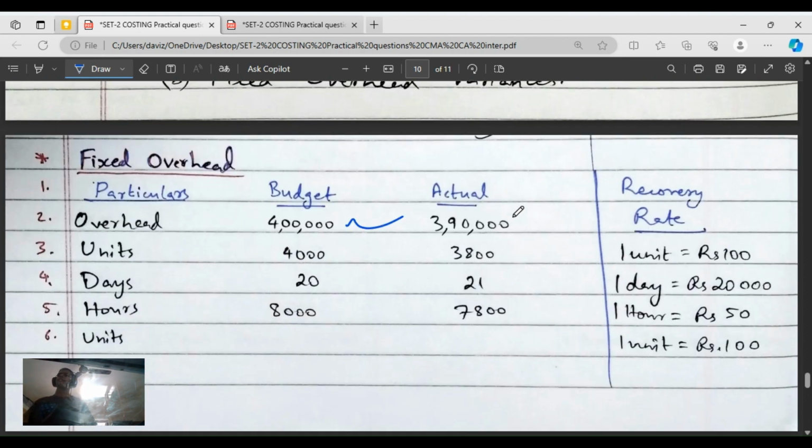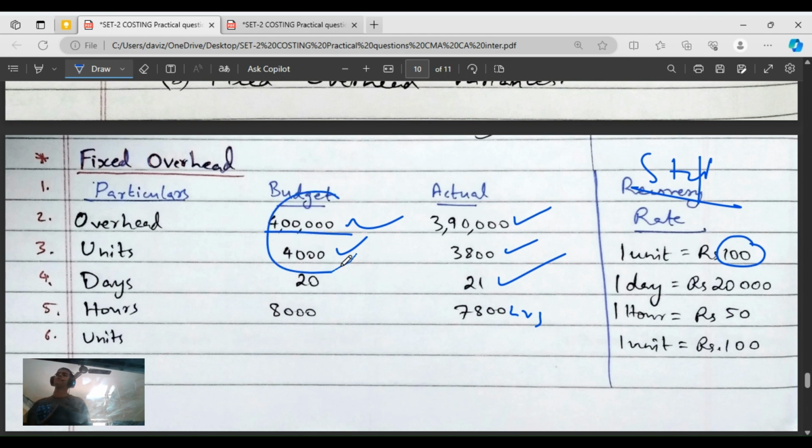The 4 lakh is budget, actual 3 lakh 90,000. Units were 4,000, 3,800 were actual. It took 21 days and 7,800 hours. So I made a standard rate. Standard rate is 100 per unit. How I got it: 4 lakh divided by 4,000, 100 per unit. 20,000 per day. 50 rupees per hour. You can divide it and find out.